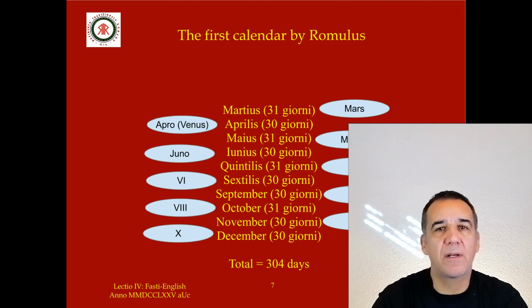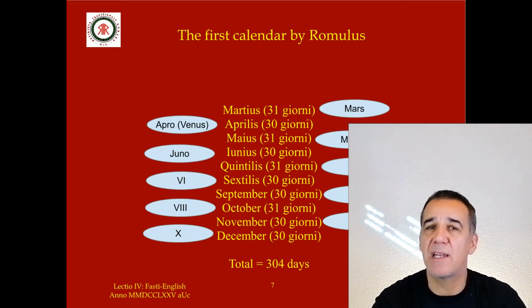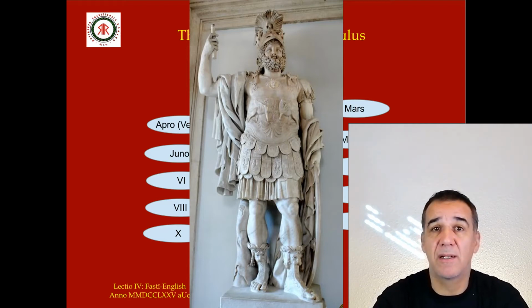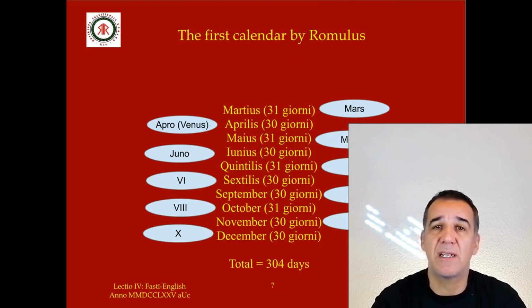So what is really incredible is that the names of the months are still in use today after so many millennia. So the first month of the calendar was dedicated to the god Mars, and it is the month of March. Martius means the month of the god Mars. Then Mars was seen also as the god of the male principle.